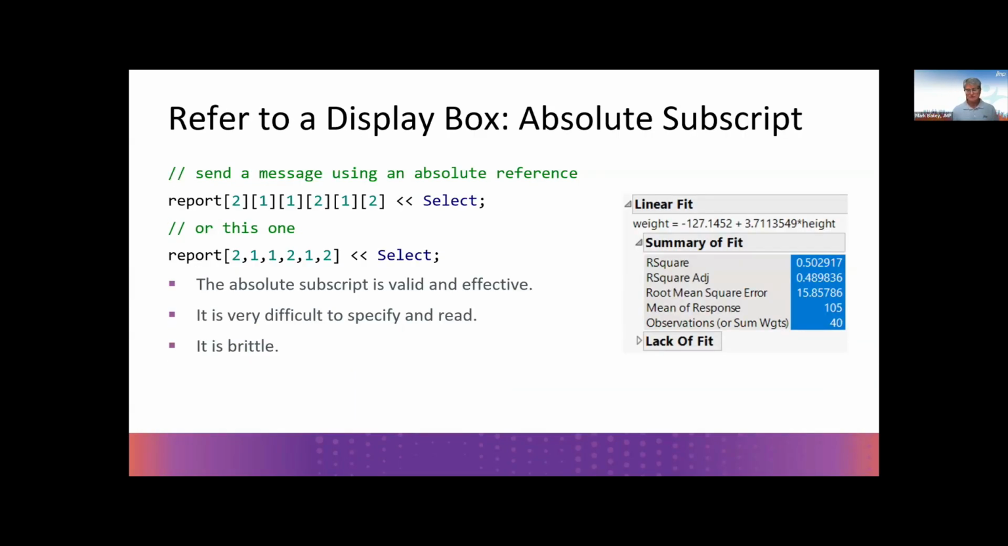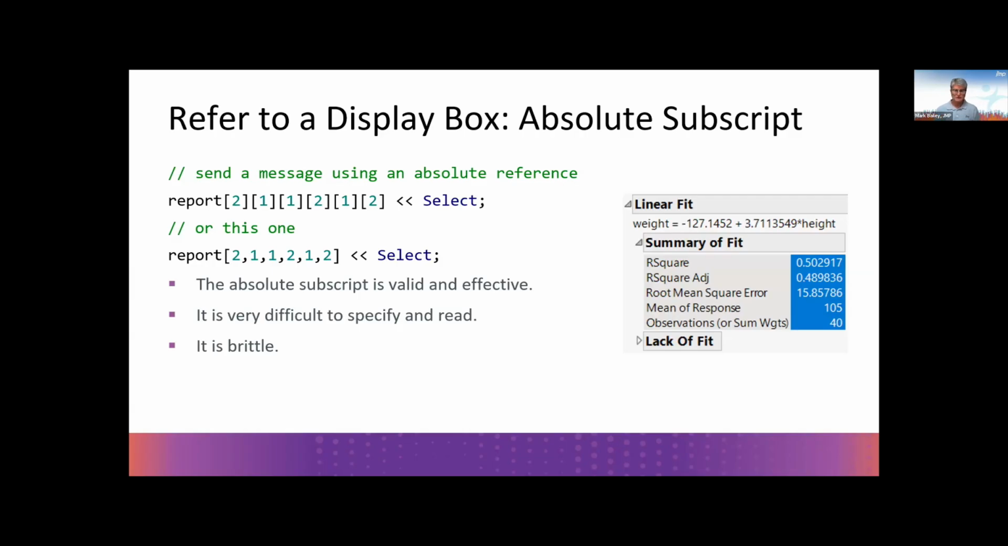Let's talk about absolute subscripts first. In this case, you're using an index that tells you which fork to take as you're going through this branched structure of all these display boxes. So let's say that I'm interested in selecting that column of numbers in the summary of fit outline. So I start with the root, the reference that was given to me, and I start walking down the branches. So from that root, I go down the second branch, then the first branch, then the first branch, and so forth. And finally, I send the select method. And you can see that this works.